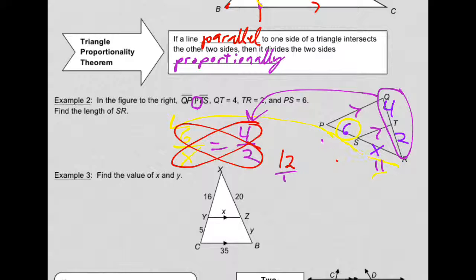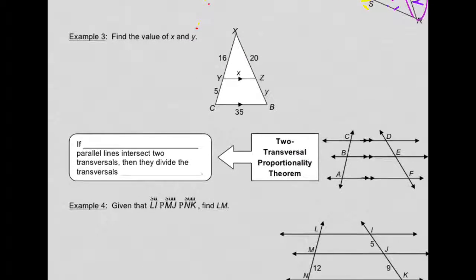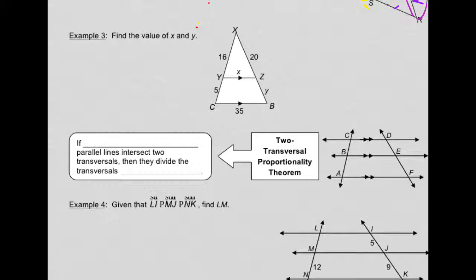Let me erase some of this stuff. Let's go to example 3. Example 3 says, find the value of x and y. So here's my x, here's my y. And so all of these triangles should be proportional if we have these two parallel lines. So those angles are equal, those angles are equal. So we know that all these segments are proportional.